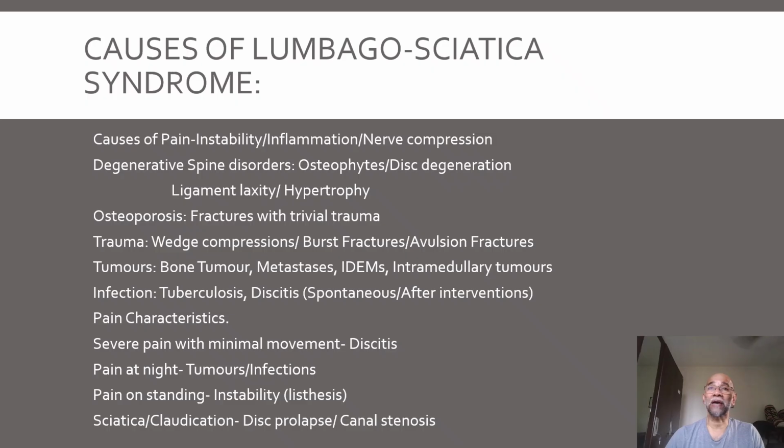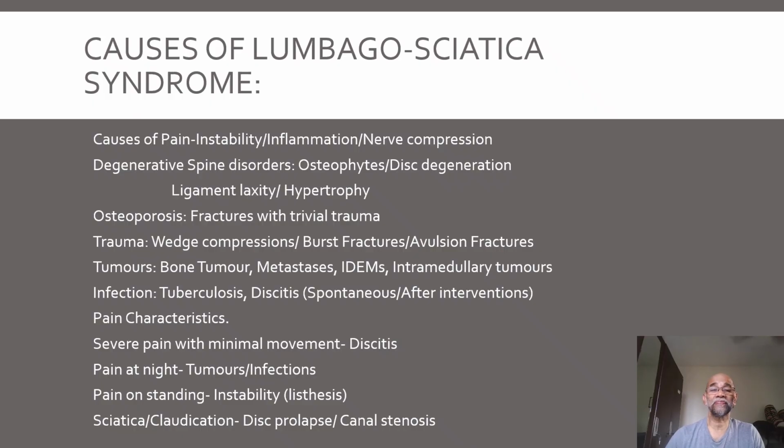Tumors can also produce back pain. Bone tumors, metastases are the most common, which are outside the dura, outside the neural elements and the covering. You can have intradural extramedullary tumors, most commonly neurofibromas and meningiomas. You can have intramedullary tumors which produce a different kind of pain, an aching, vague pain, which can be because of stimulation of the tracts.